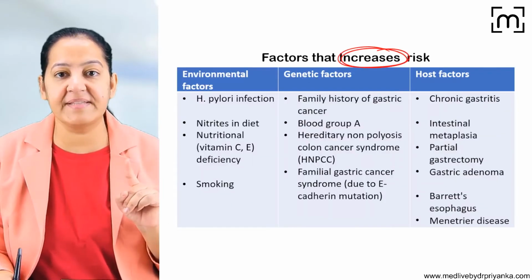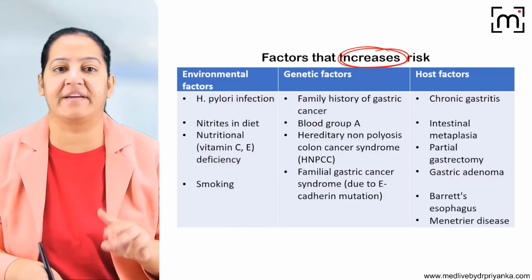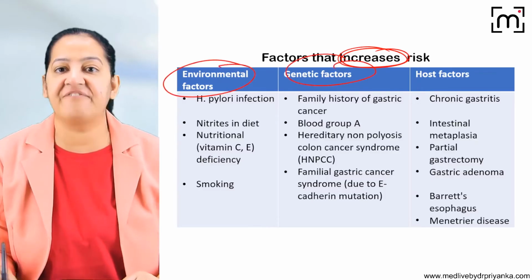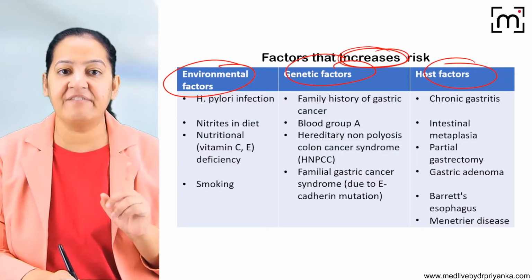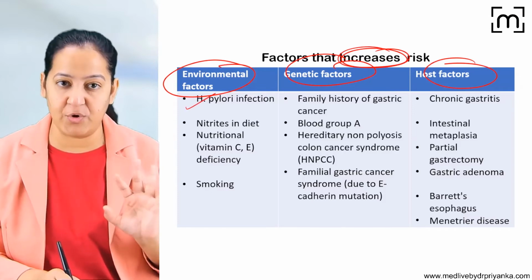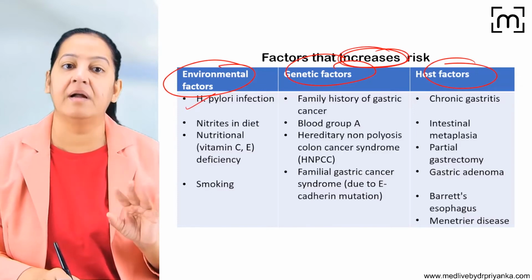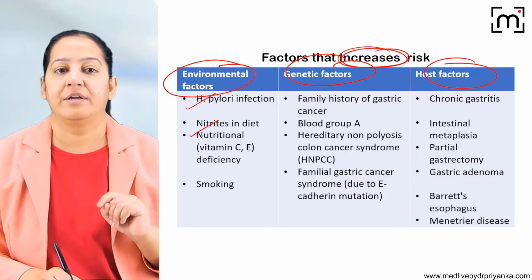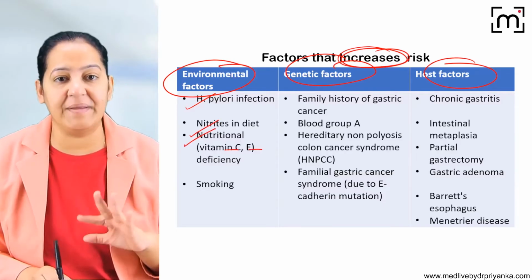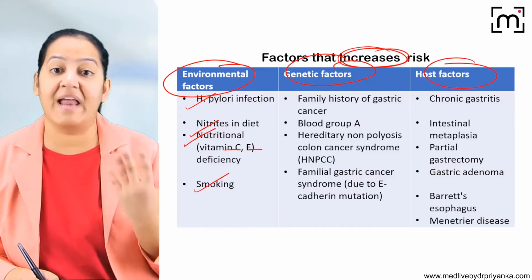The factors that increase the risk of gastric carcinoma, we will divide them in three categories: environmental factor, genetic factor, and host factor. In the environmental factor, H. pylori is the most common. H. pylori increases the risk of gastric cancer. The nitrites in the diet, nutritional deficiency like vitamin C, vitamin E deficiency, and smoking. So these are the environmental factors.